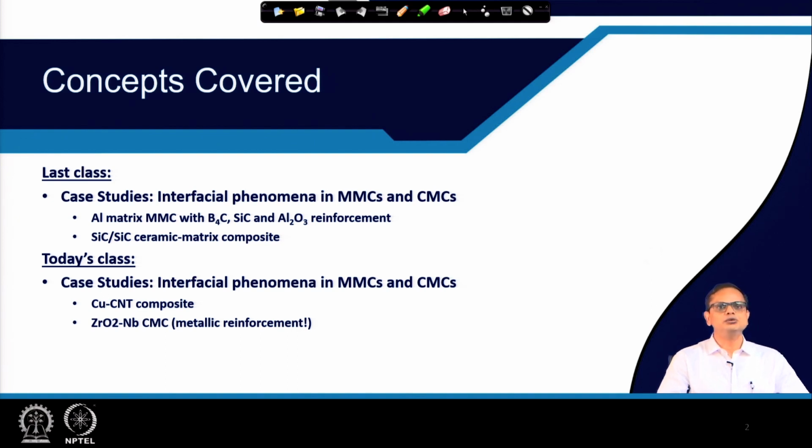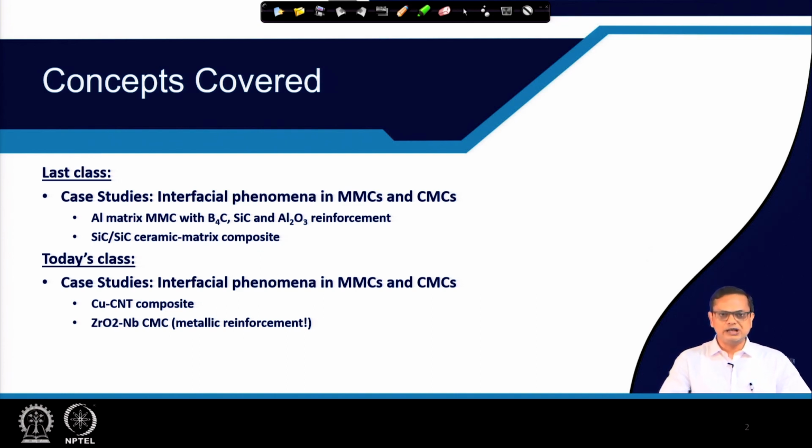Similarly, we talked about ceramic matrix composites, particularly SiC composites. There, two different kinds of SiC fiber were used, and we discussed that if we use fibers of the same composition but coming from different processing routes, then the interface could change even if you do not change the matrix and reinforcement.